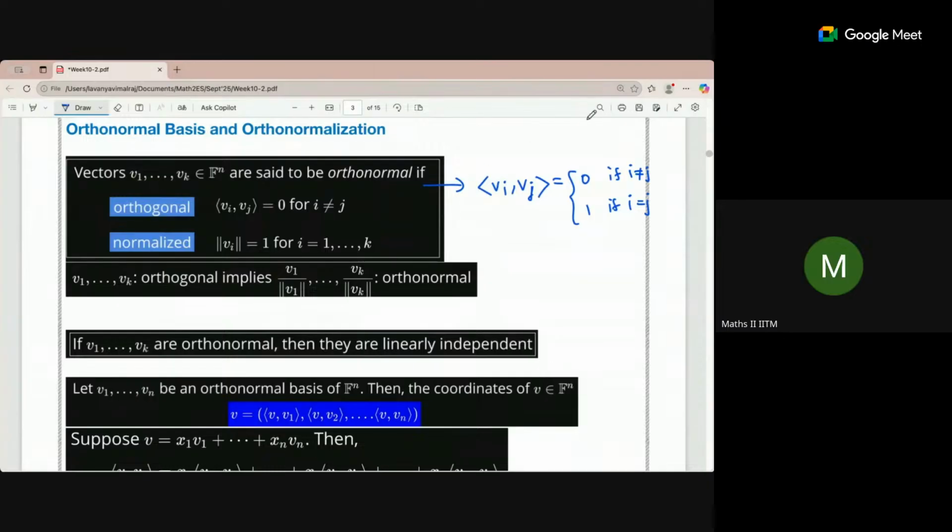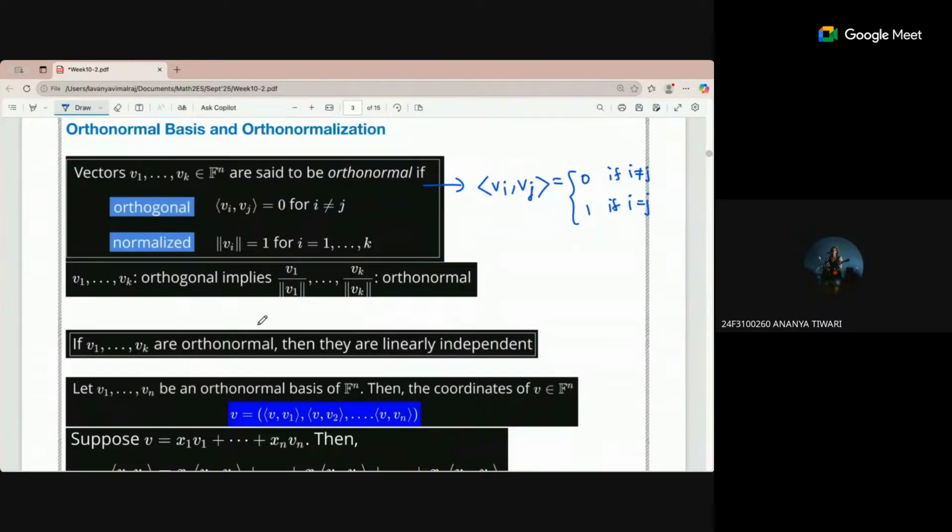Okay, so this means that the set of vectors is orthonormal. And if you just have a set of orthogonal vectors, then you can easily convert it to orthonormal by dividing each of the vectors by its norm. Ma'am, can you just tell what orthonormal is?